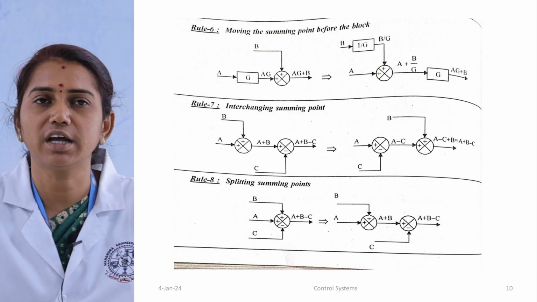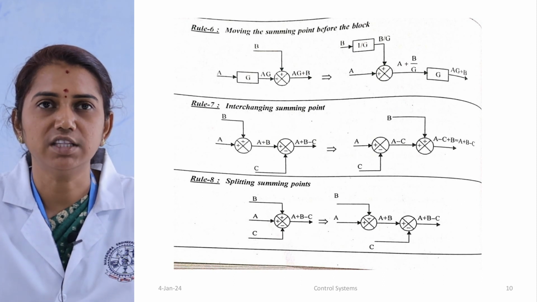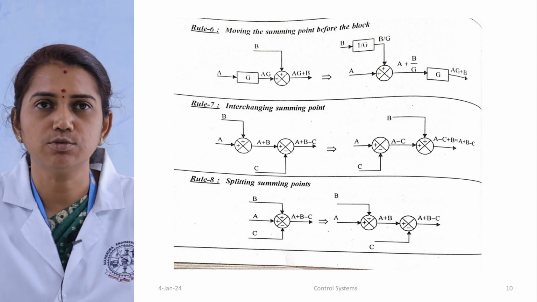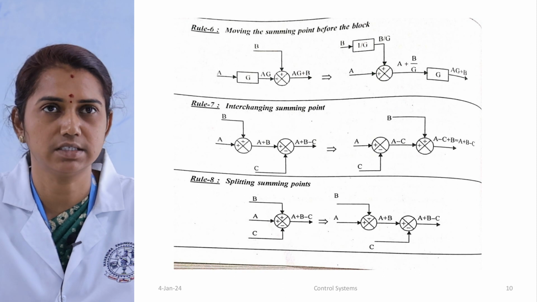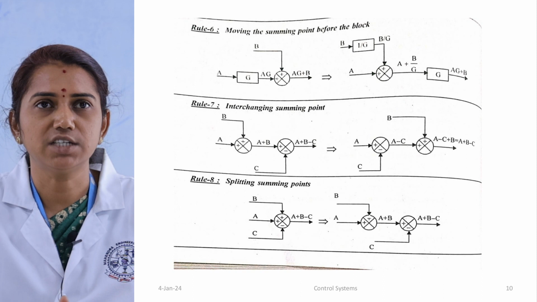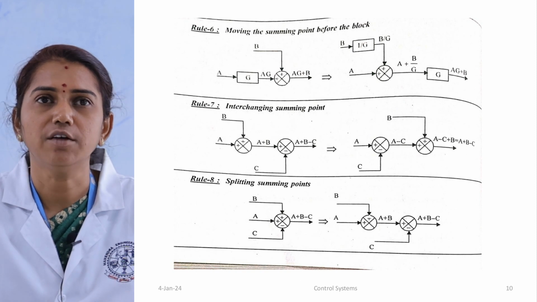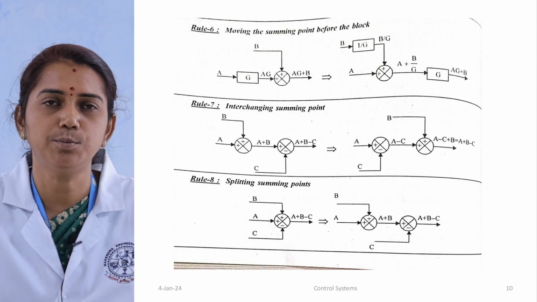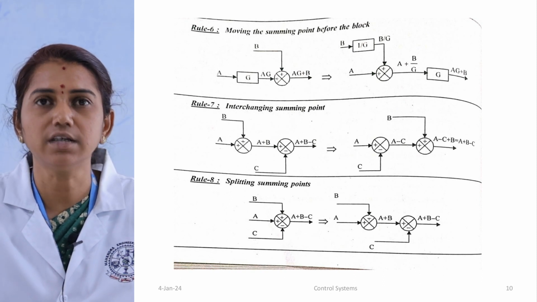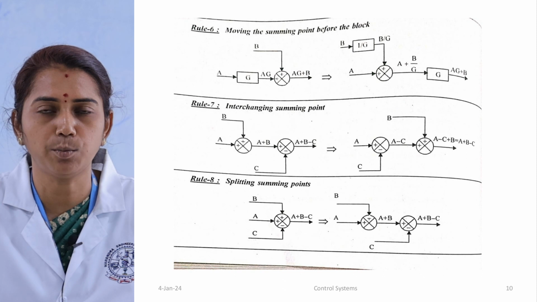So the first summing point gives the output A plus B. With the help of the second summing point, we get A plus B with the negative sign, so A plus B minus C is reduced by interchanging. By interchanging the summing points, we are just giving the second input C to the first summing point, so the value will be A minus C at summing point 1.